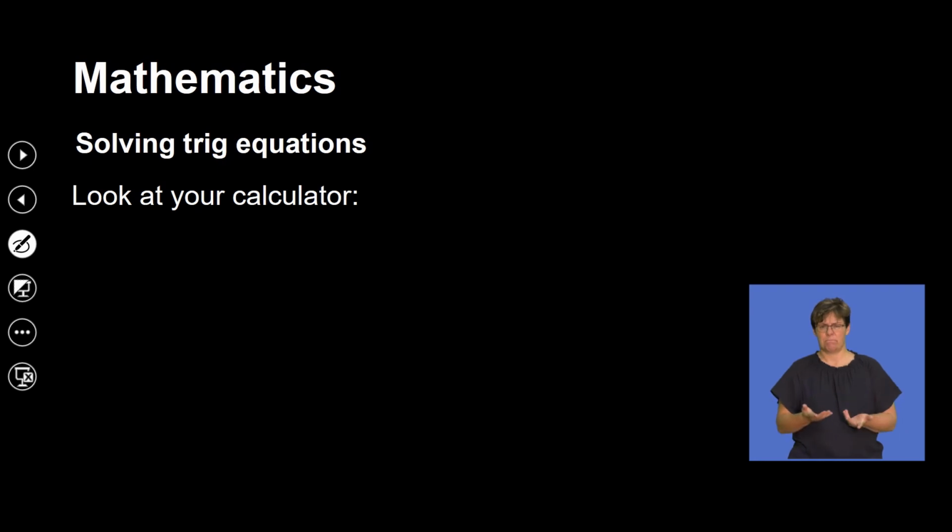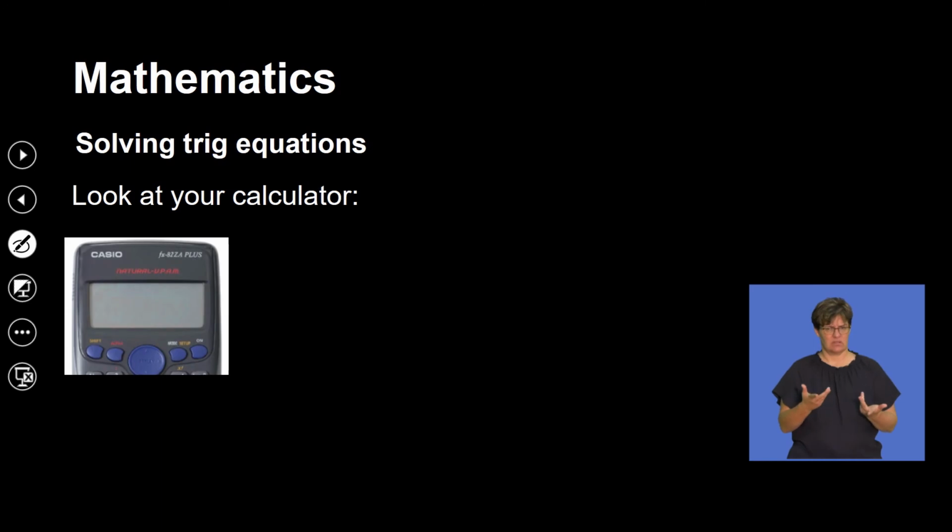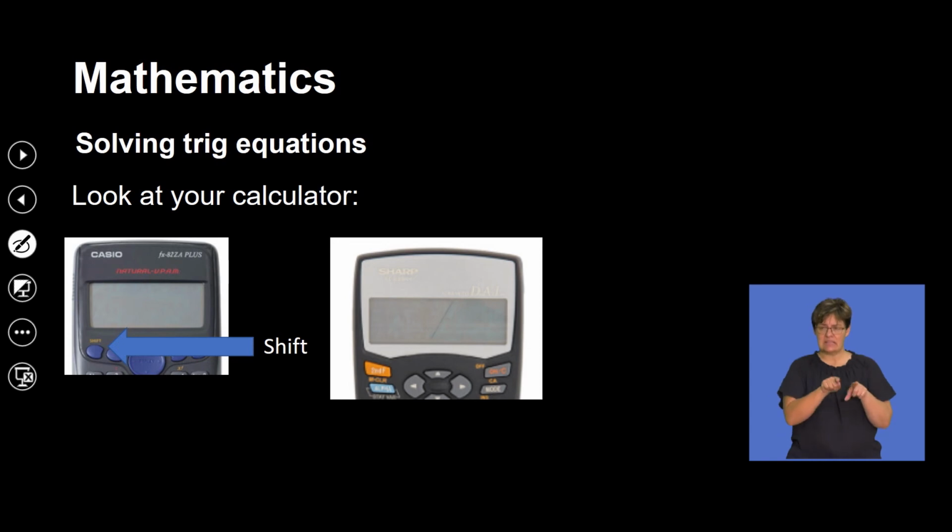Now, what do I mean when I say some calculators do not have shift? See, with this one, that's where shift is, right? And this is a Casio calculator, which is also a scientific calculator. Another one will still be a scientific, but a Sharp calculator. And this will be the second function there. So that's what I mean when I say you need to look at your calculator.